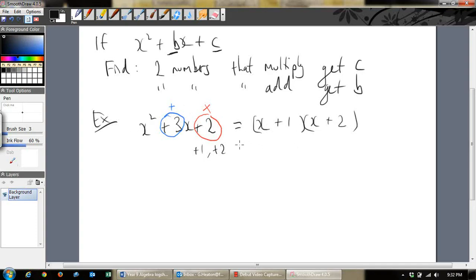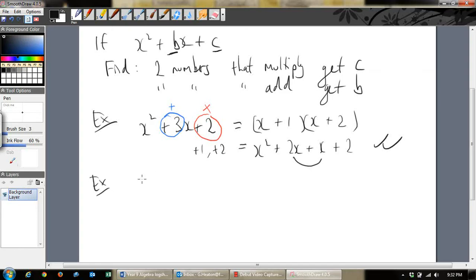You can check this by just expanding it quickly. X squared, and x times positive 2 is positive 2x. 1 times x is positive x. 1 times 2 is plus 2. And I hope you can see why this happens. You get your positive 1 and positive 2 in here, that makes 3, and yes, that's the correct answer.